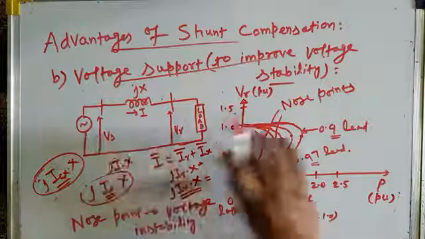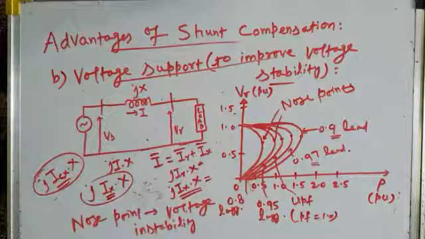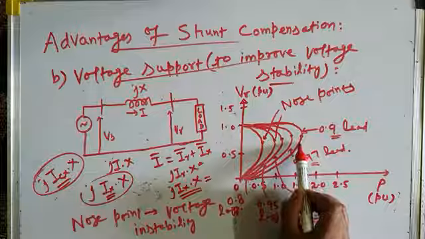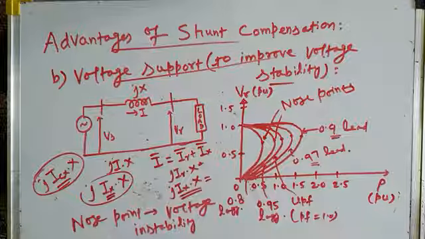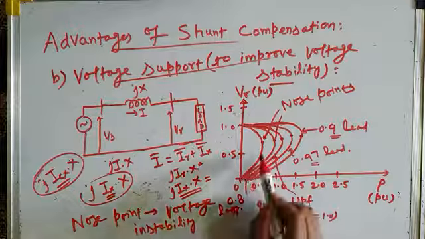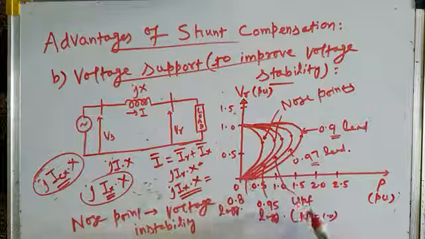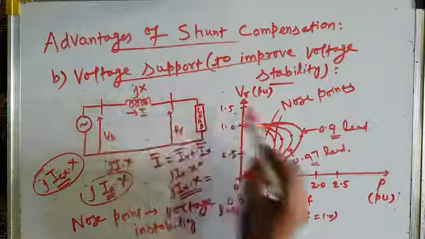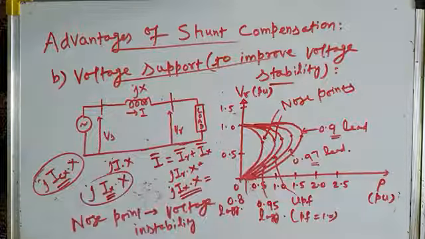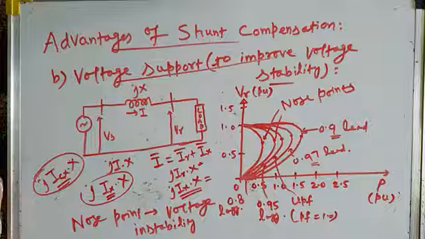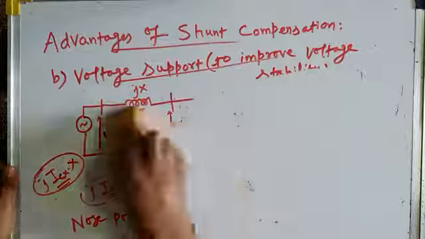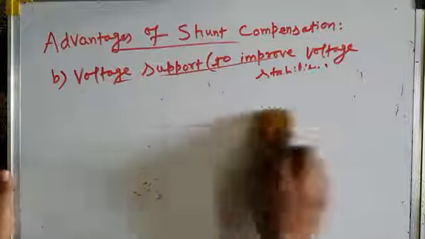This is for an uncompensated transmission line. Now anyway, you can see that beyond these nose points there is collapse of the voltage, whether your system is operating at lagging power factors, unity power factor, or leading power factor. And now if you want to give voltage support, you want to improve the voltage stability, then you have to go for compensation. And we will go for shunt compensation. Let us see with shunt compensation how this voltage stability improves.